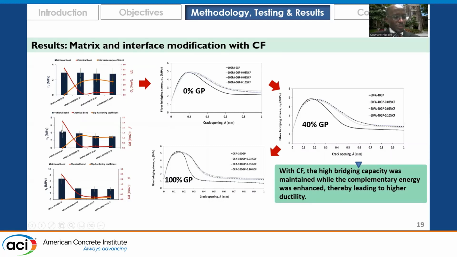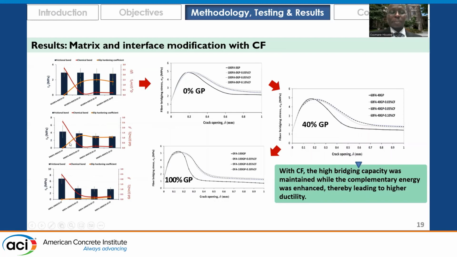However, by adding cellulose filaments to the matrix that has 40% glass powder, or the matrix that has 100% glass powder, you can see that these bars in black color are now dropping, which is the effect of the interfacial polymeric interface that is now created in the presence of cellulose materials. We ended up having lower frictional bond.